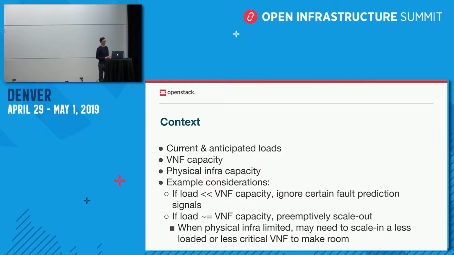Now, in addition to the fault signals, there is also a lot of additional context needed about what is going on in the cloud to complete the picture of the fault scenario. Examples include the current and anticipated loads on the cloud and on the VNFs, the kind of capacities your VNFs are able to handle, and also the physical infra resource capacity that is available in the cloud.